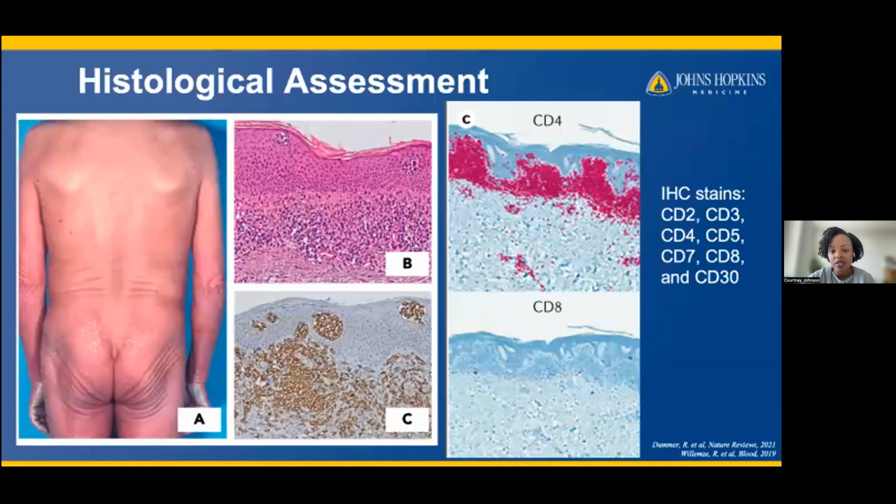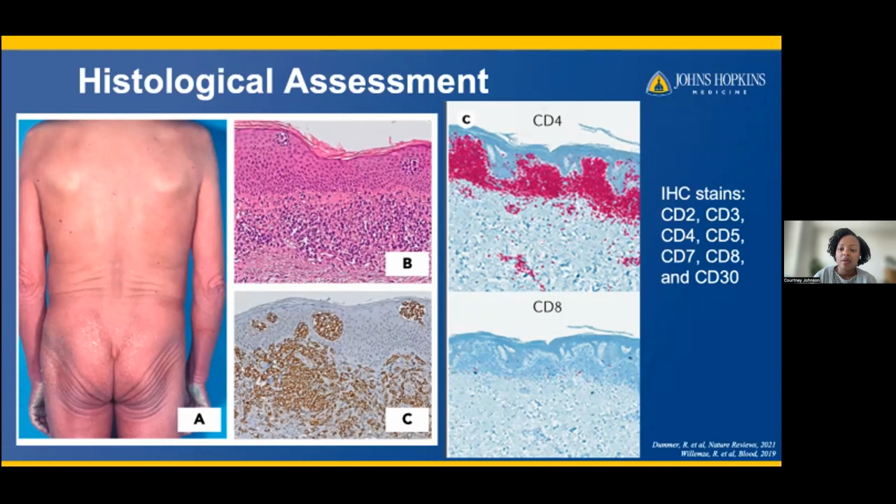On histology, there's classic findings of this band-like infiltrate of atypical lymphoid cells with these cribriform nuclei in the superficial dermis. And then they may form these intraepidermal microabscesses, also known as Pautrier microabscesses in the epidermis.